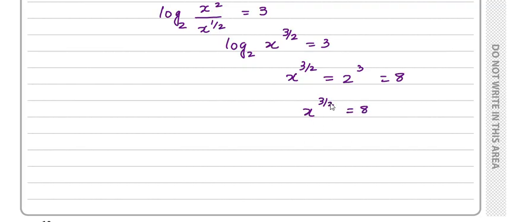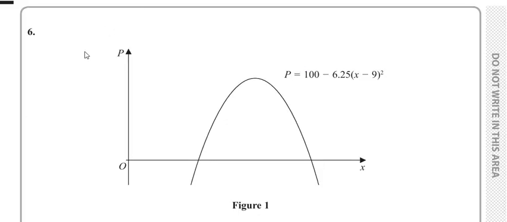So in order to remove this 2 in the denominator of the index, which means a square root, we need to square both sides. So squaring both sides, we get x cubed is equal to the square of 8, which is 64. So next, x should be equal to the cube root of 64, which is equal to 4. That's it.